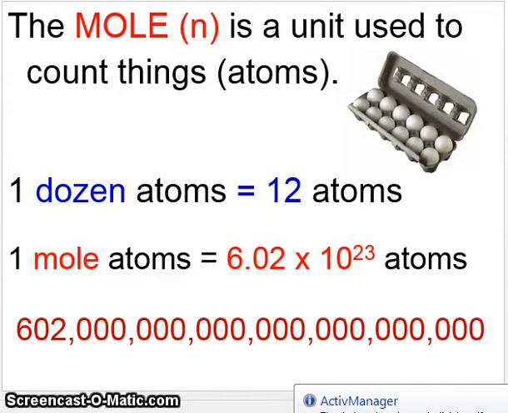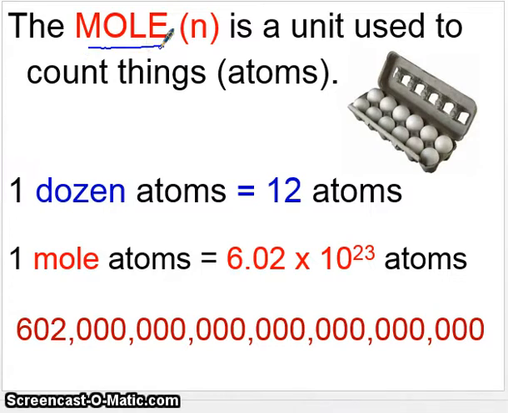The mole in chemistry is used to count things. It's actually a unit, and just like dozen is a unit to count eggs, we know that a dozen eggs is actually 12 eggs. We can also apply the concept of a dozen to anything else, including atoms. So we can say a dozen atoms is 12 atoms.